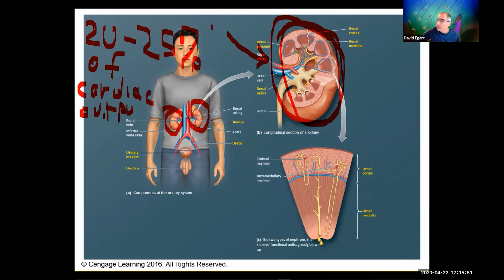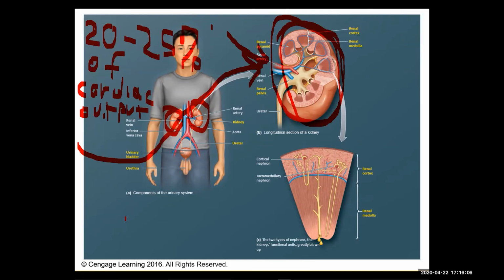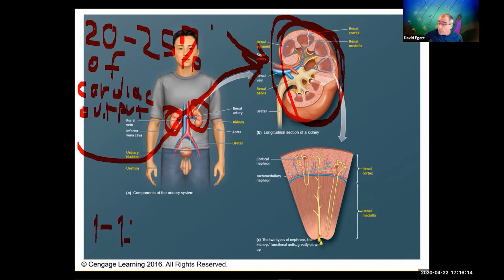Into those renal arteries. So how much blood is that? How many liters per minute are going into your kidneys? About one. Yeah, exactly. Normal cardiac output's about 5 liters per minute. So we have 1 to 1.25 liters per minute of blood entering into your kidneys. That's a huge amount of blood.